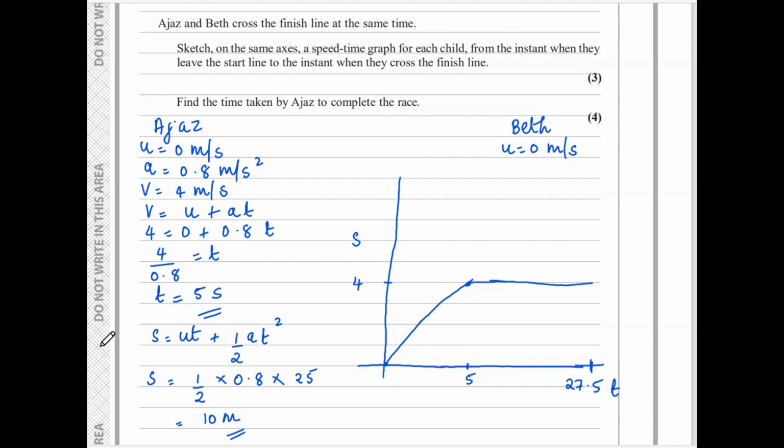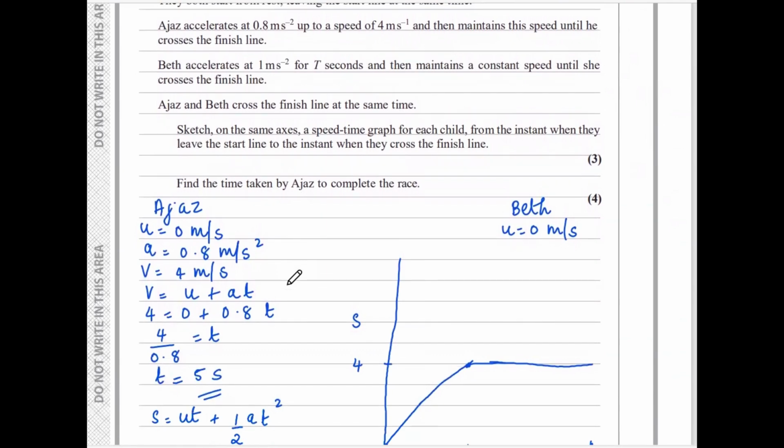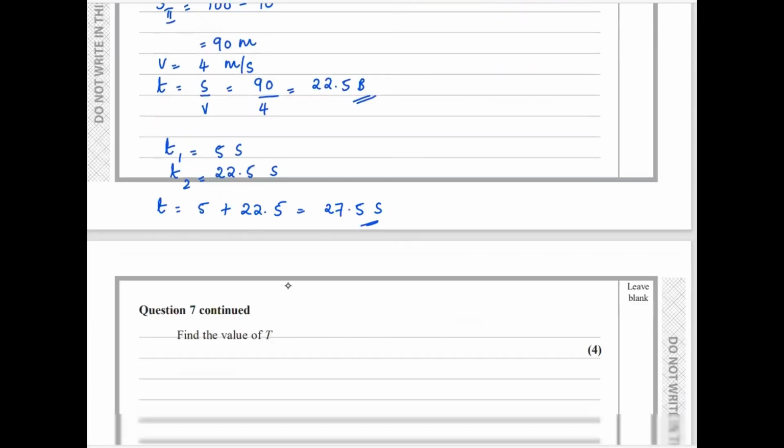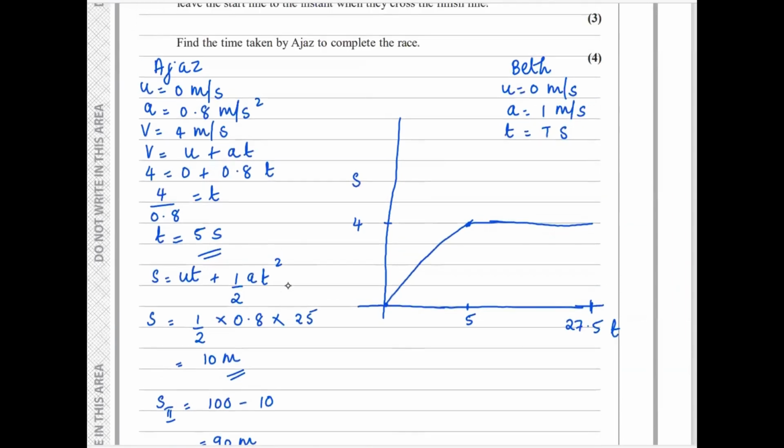Now, let's go back and see the second part, Beth. Beth accelerates at 1 meter per second squared for t seconds, and then maintains a constant speed until she crosses the finishing line. Ajas and Beth cross the finish line at the same time. The C part here is to find the value of t. We will find the value of t by taking the case of Beth. We can find the velocity after t seconds for Beth: v = u + at. Now we know Beth was also initially at rest.